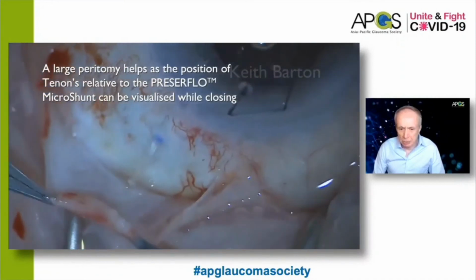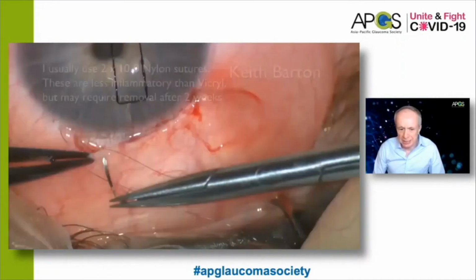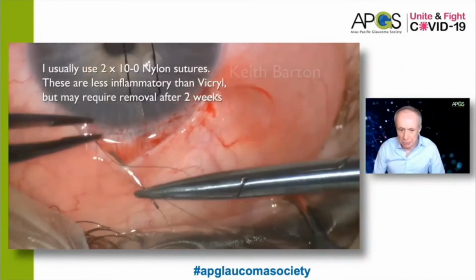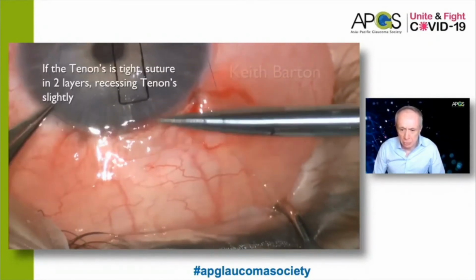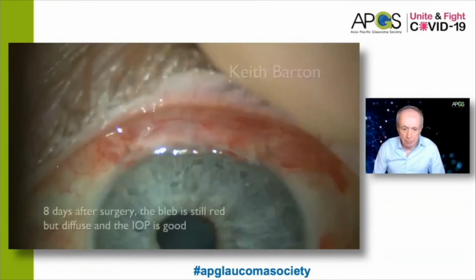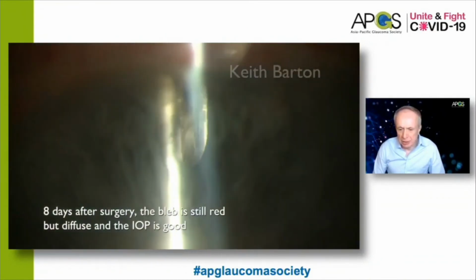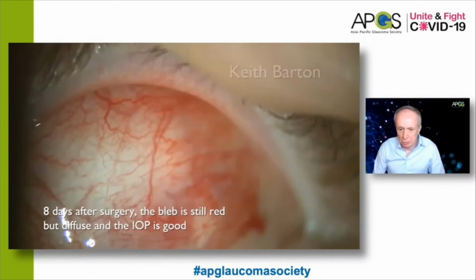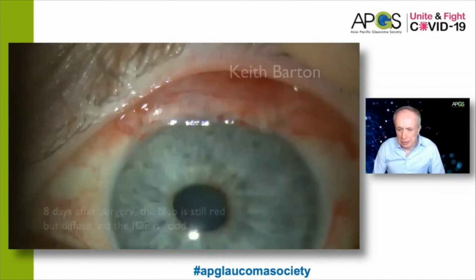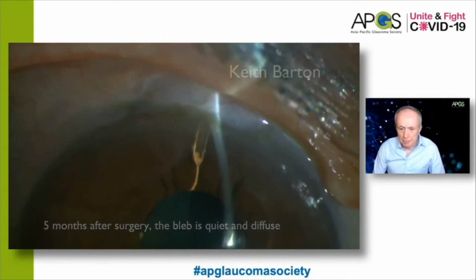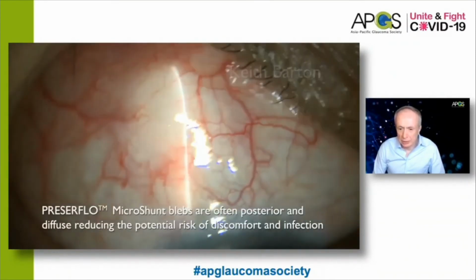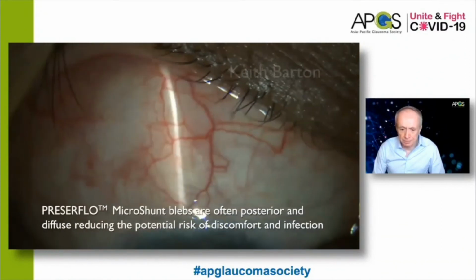The ab externo approach facilitates placement and makes it easier to avoid getting tenons in it. Whereas with the Zen, as you know, there's some postoperative manipulation to try and avoid tenons blocking it. And this produces a very diffuse posterior bleb because it's a longer tube. The bleb starts 6 millimeters back from the limbus. So they are quite contact lens friendly as well.